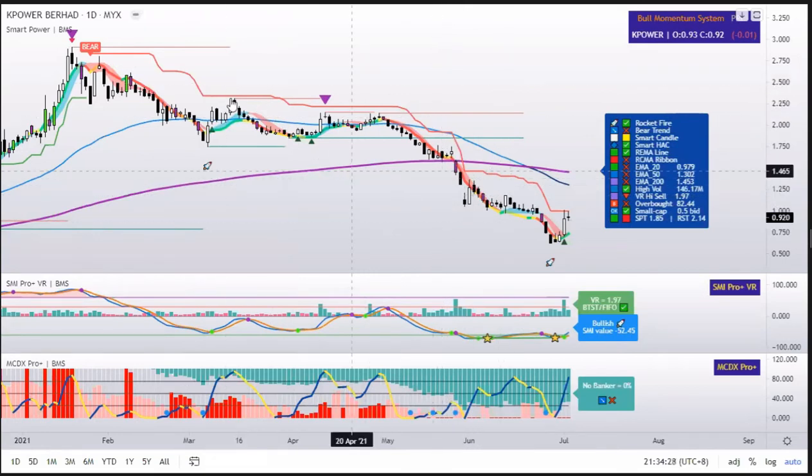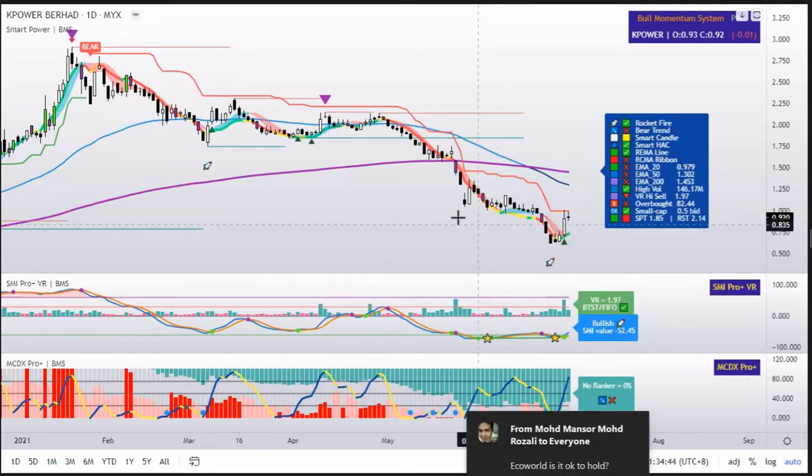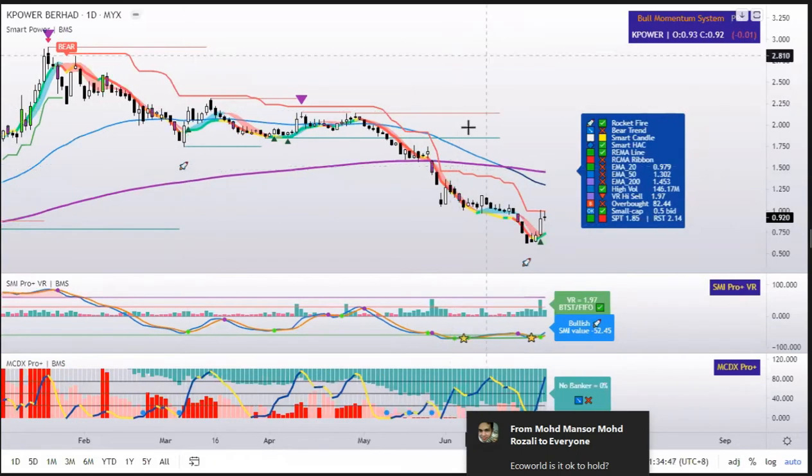A downtrend is very bearish. It will go all the way down. It won't come up until there's a trend reversal. A trend reversal requires a lot of strength to break out of the resistance and support. Then only you can confirm it's a trend reversal. If not, it will always remain a downtrend.